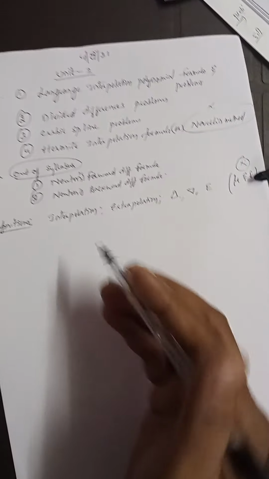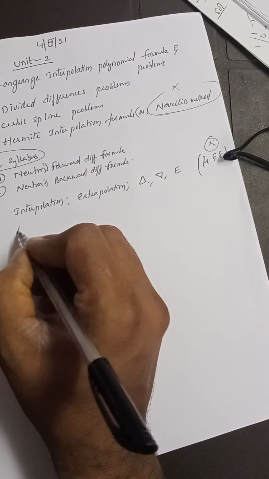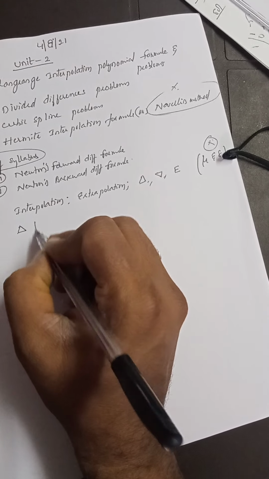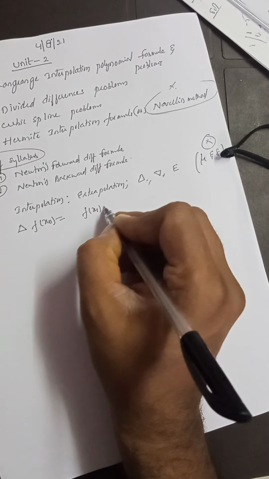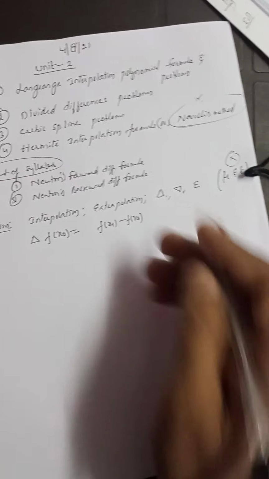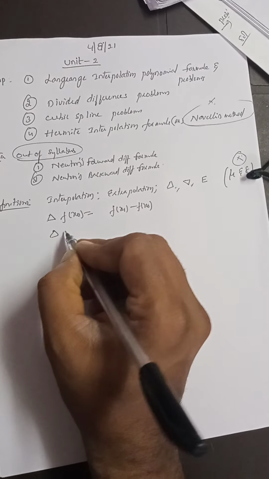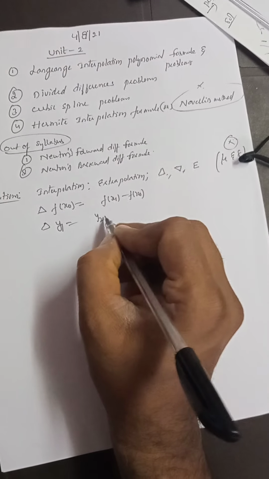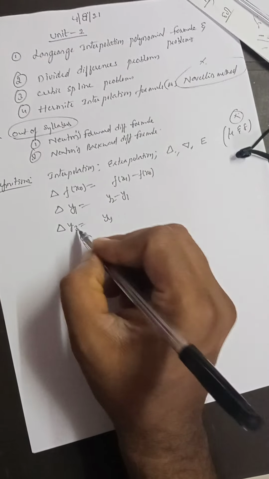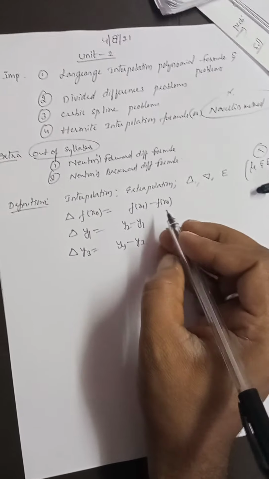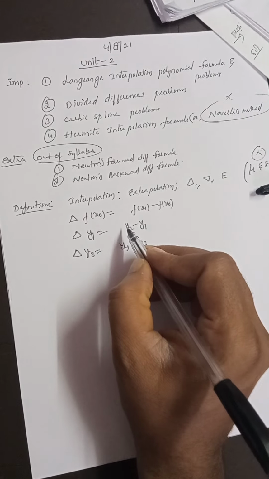Now, what is delta? Delta is a forward difference operator. It is operating on a function value, right? It gives f of x1 minus f of x0. This is called forward difference operator. Now, if you want to write delta y1, that is y2 minus y1. See, delta y3 is y4 minus y3, like that, right? f of x0 is also denoted by y0. f of x1 is also denoted by y1.